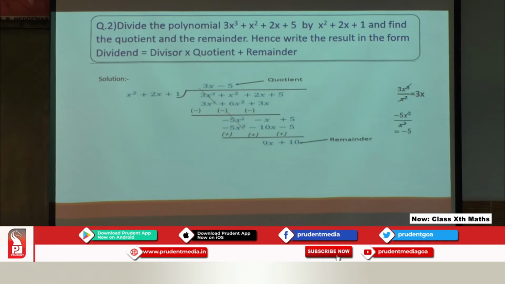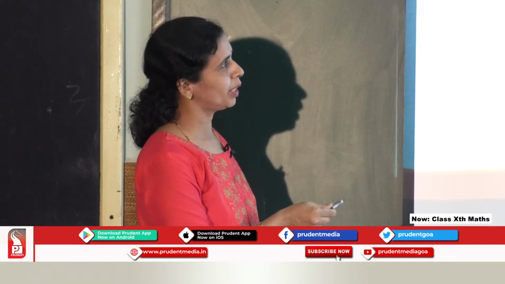Now let us see again a similar type of question. Divide the polynomial 3x cube plus x square plus 2x plus 5 by x square plus 2x plus 1 and find the quotient and the remainder. Hence write the result in the form dividend is equal to divisor into quotient plus remainder. See, this is also a similar type, just like the previous one you have just solved, but variables and numbers are different in this question.